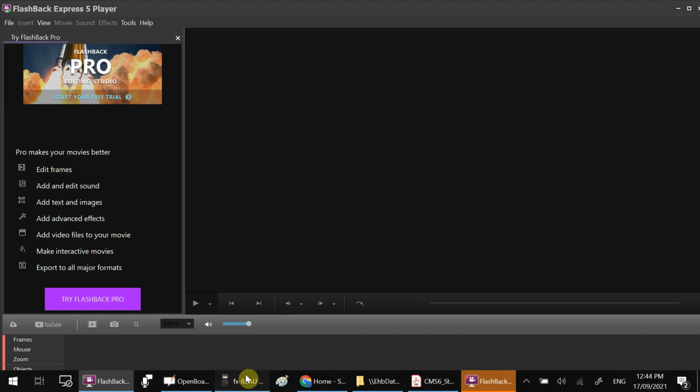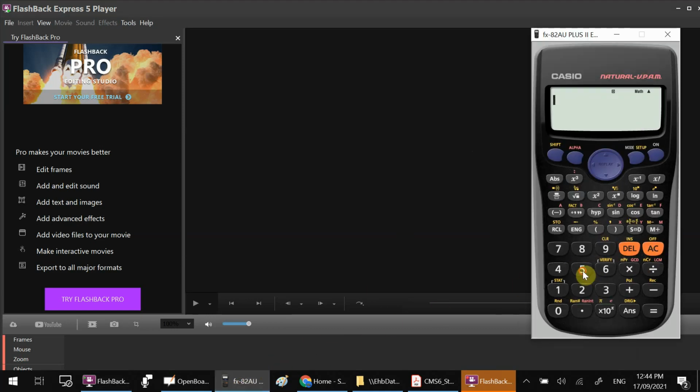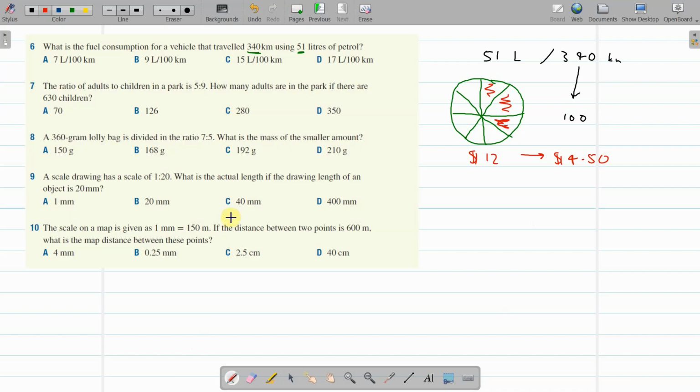So let's do that. 51 divided by 340, that'll be how many litres per 1 kilometre, 0.15. So then for 100 kilometres, it's 15, and there's the answer.